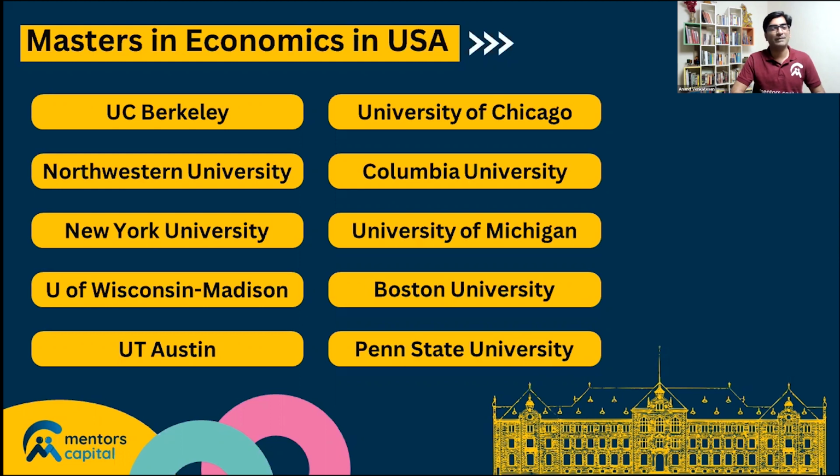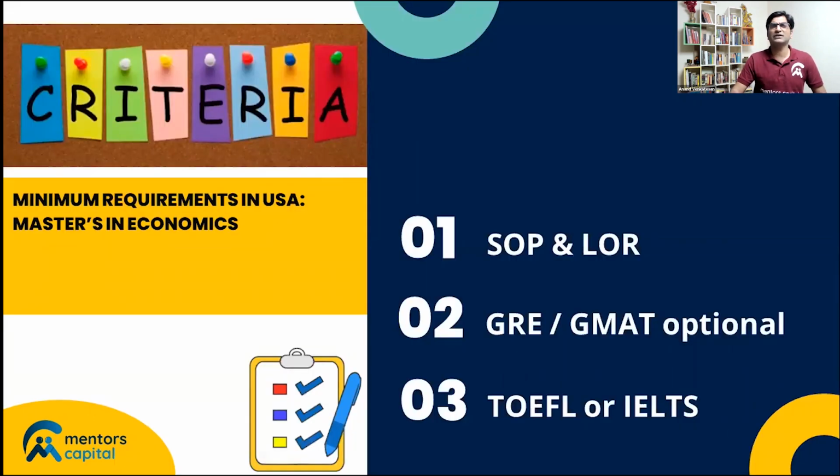We're talking about schools of the pedigree of UC Berkeley, University of Chicago, Northwestern University, Columbia University, New York University, University of Michigan, University of Wisconsin in Madison, Boston University, Penn State University, and the University of Texas in Austin, right? And remember, this is just an indicative list. You could do your research and expand this list a whole lot more if you want to study in the US. The criteria for admission, again, seems to be more or less the same across the globe.